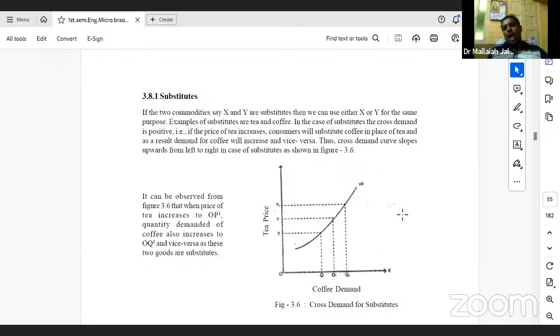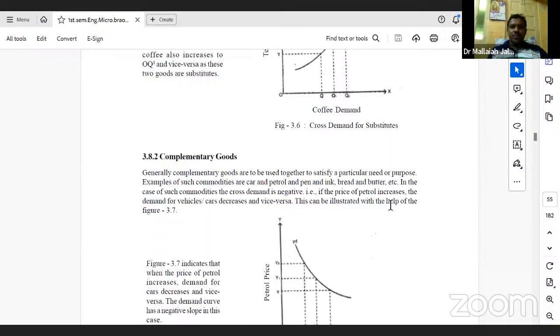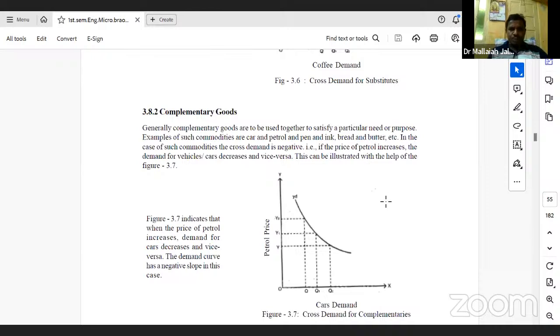That is the reason why it is an upward slope from left to right. Okay, that is clear. And the other one is complementary goods. Complementary goods generally, one good is depending on another good. For example, if you are purchasing a milk packet, you have to purchase sugar also. The same way, when you are purchasing a car, you have to purchase petrol also. Without petrol, you cannot use a car. This we call complementary goods. One commodity is depending on another commodity.